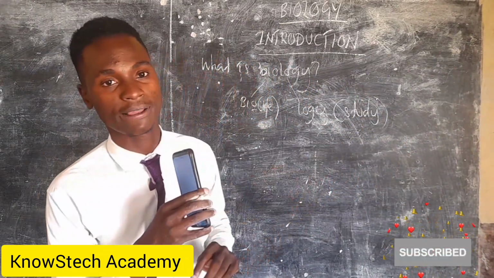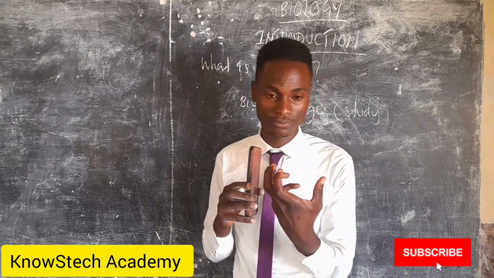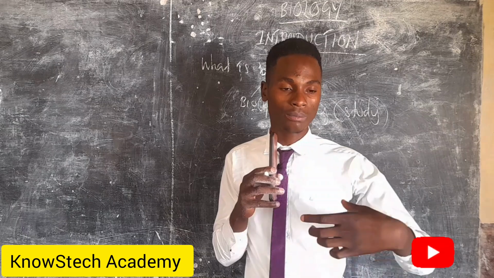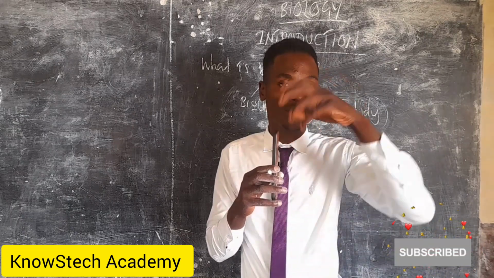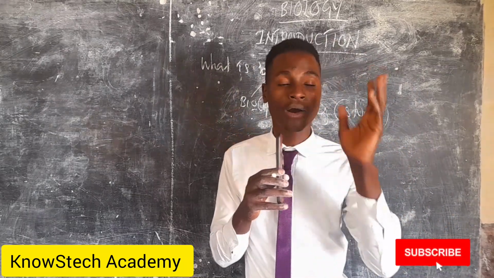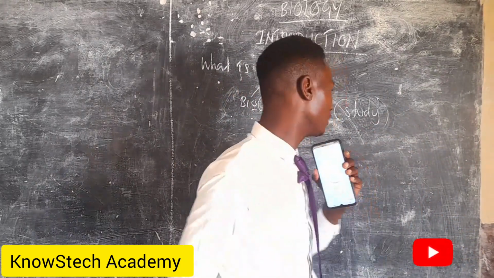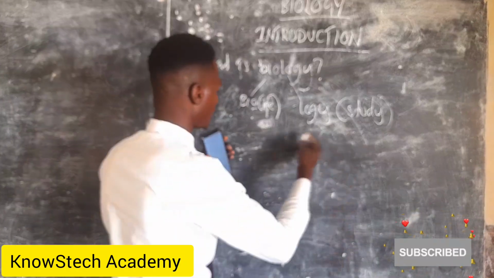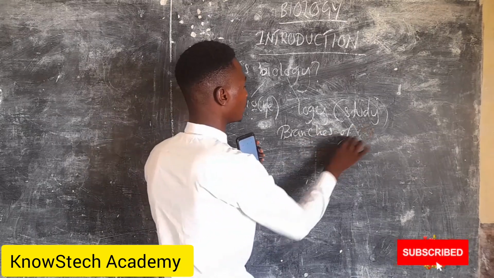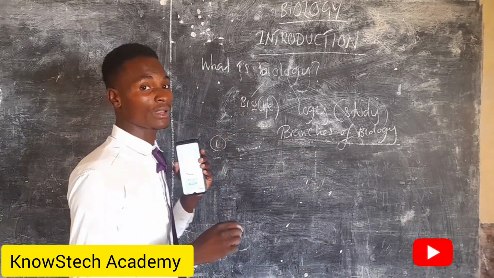That is biology. Now, biology as a whole is like a tree. And you know that a tree has branches. So, biology is like the stem of the tree which has branches. Now let's look at these branches of biology. We'll not look at all of them, we'll just look at some branches of biology.